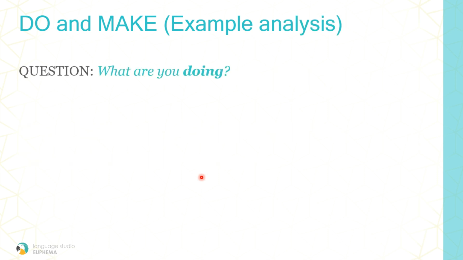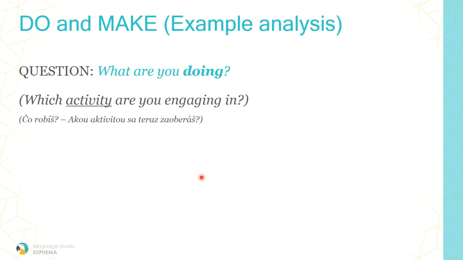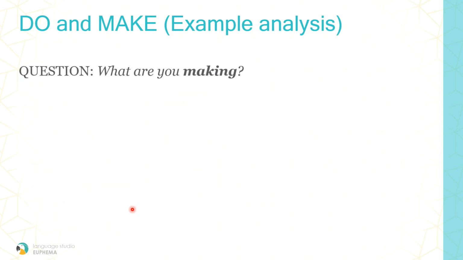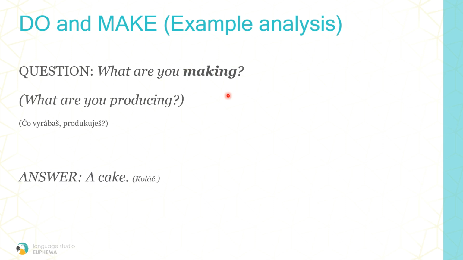So the question was, what are you doing? And of course, this question was asking, which activity are you engaging in? That's why we use doing in this question. The answer was, I'm making a cake. It means I'm producing a cake. I'm creating it. And again, the question that followed was, what are you making? It's as if somebody asked, what are you producing? What are you creating? And the answer was a cake, because that's your final product.